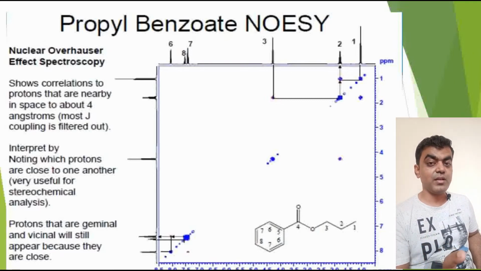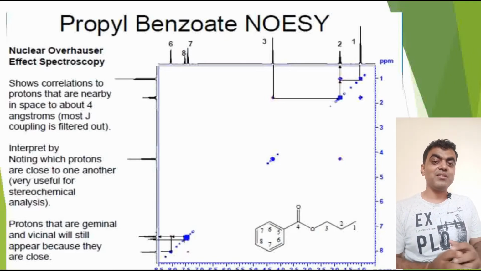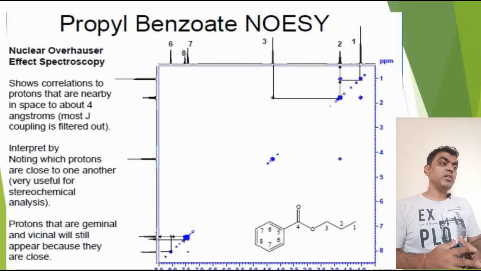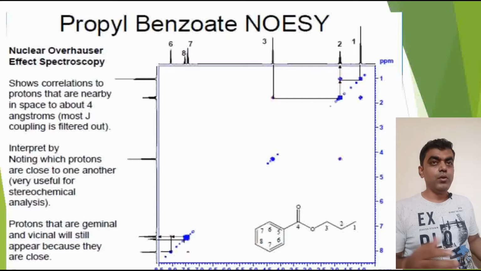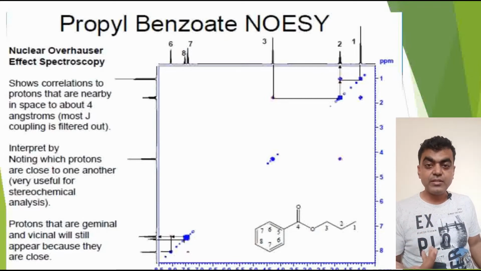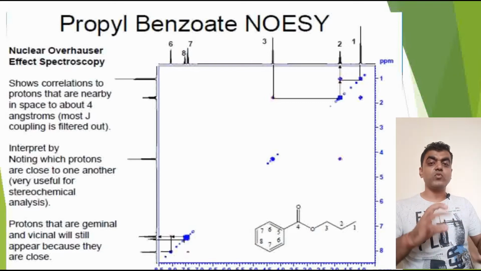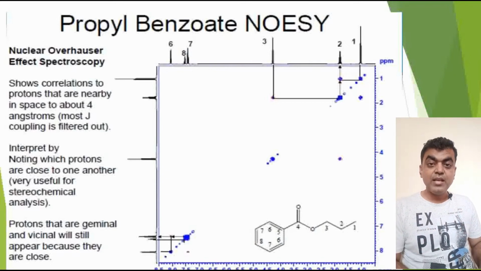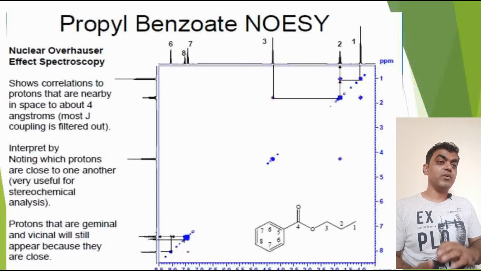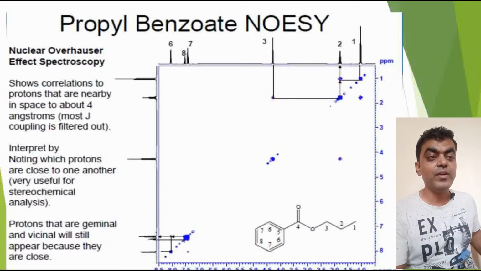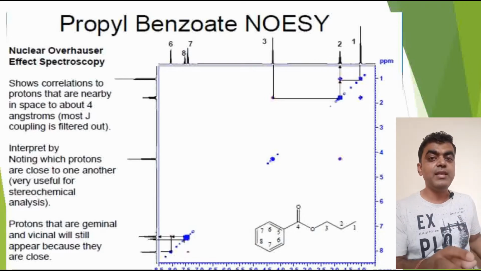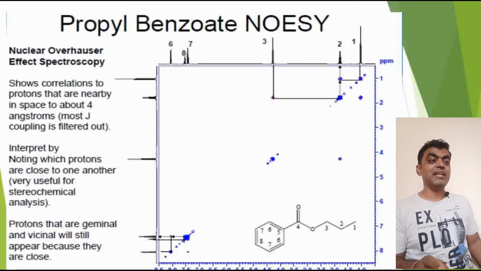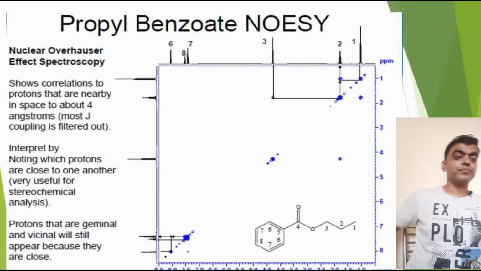For stereochemical analysis, this is very important, because if you are studying something like glucose, the D and L forms change. There can also be chemicals where cis-trans changes are present. So this stereochemistry information can be understood very well in NOESY or Overhauser experiments in general.